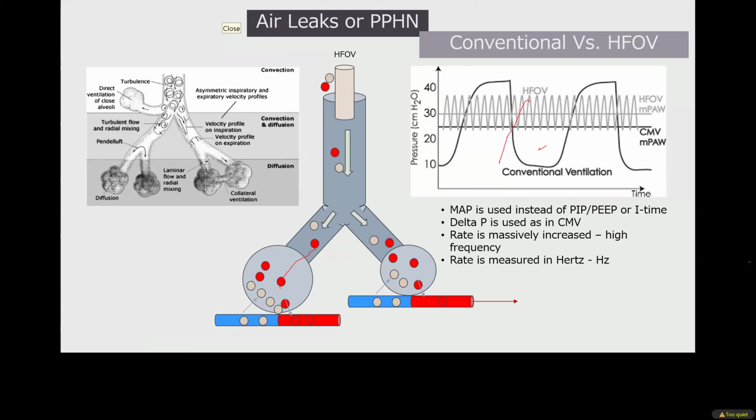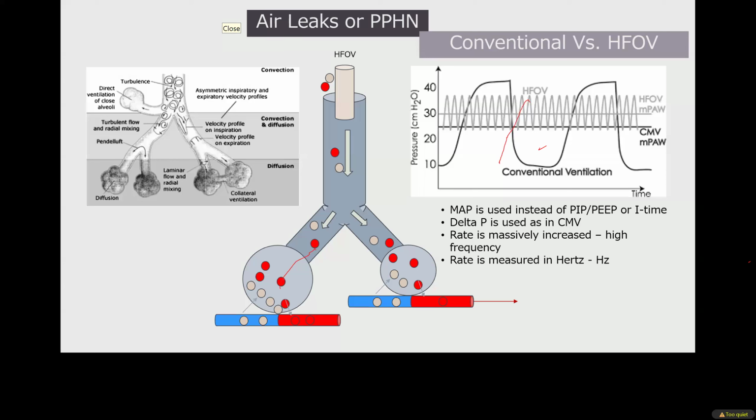So most people use 8 to 10 hertz for the bigger baby and 10 to 12 hertz for the smaller baby. And you can go up to 15 hertz. And paradoxically, the higher the hertz, the less the effective ventilation and less trauma to the baby. So that's why we use the higher hertz for the smaller babies, because the volume trauma is less.